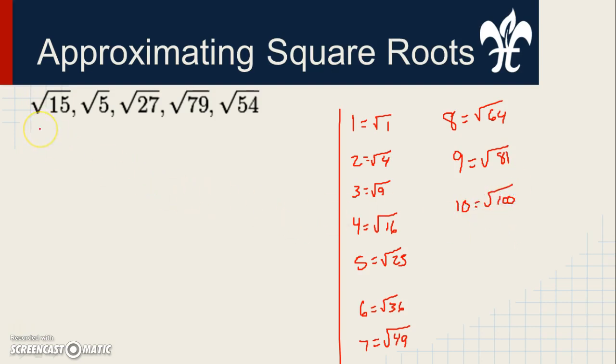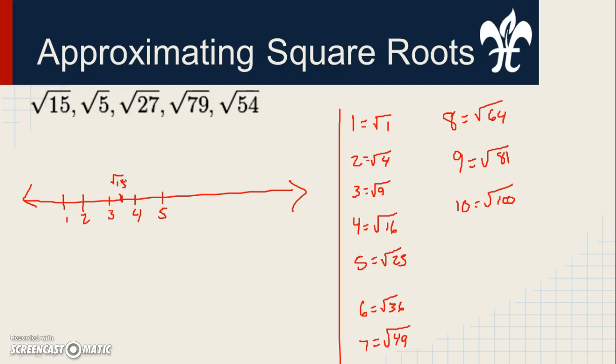So I want to know, where does the square root of 15 fall? Well, square root of 15 is between the square root of 9 and the square root of 16. So this is between 4 and 5. So if I have my number line again, here's 1, 2, 3, 4, 5. Right here-ish, somewhere in between these is going to show up square root of 15.